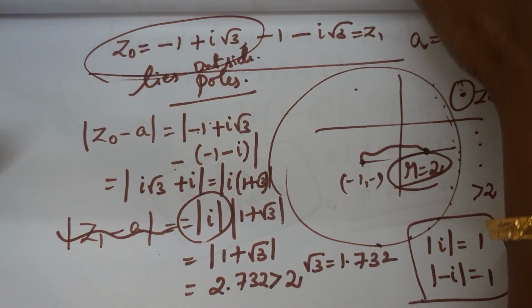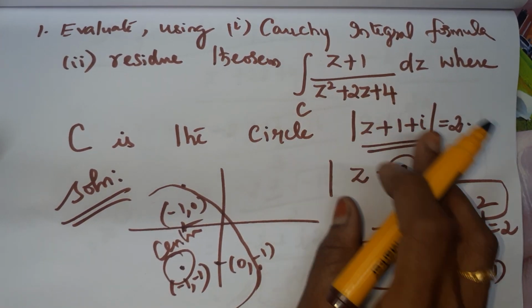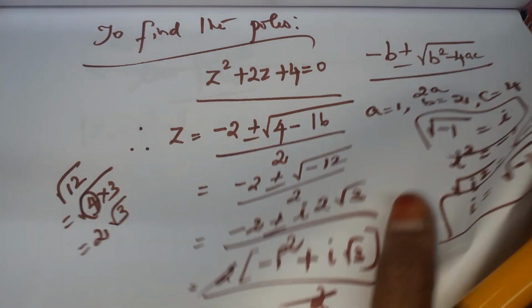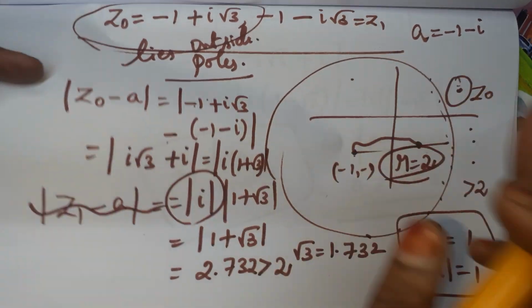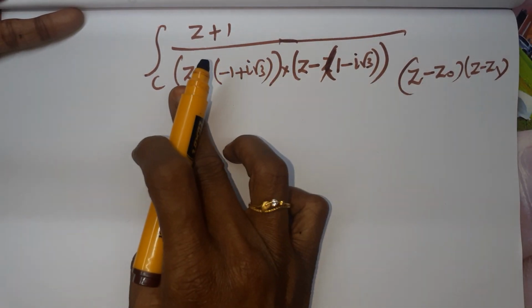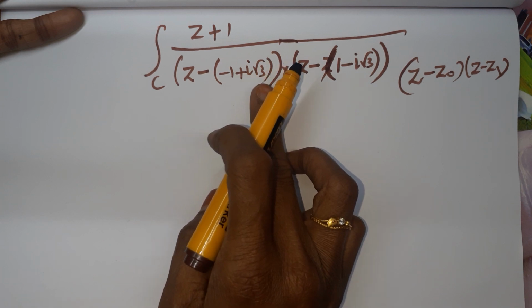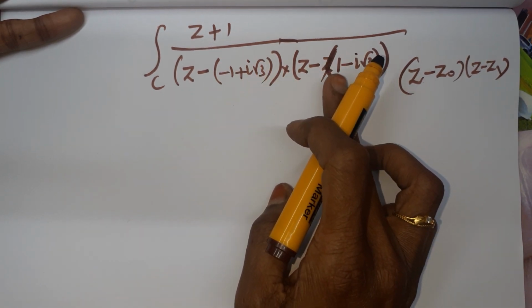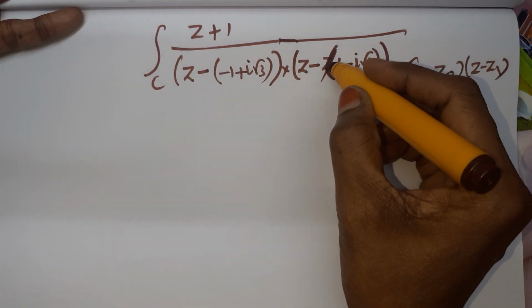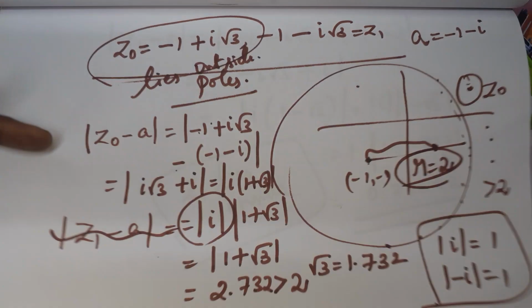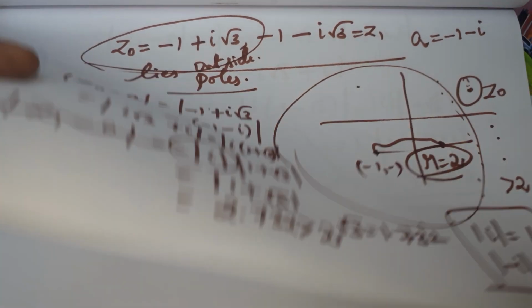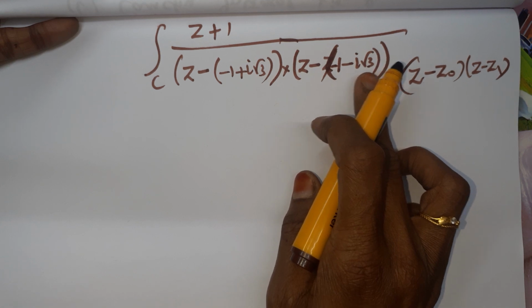So originally the problem given is this one, z squared plus 2z plus 4. We got the two roots, and we have factorized: z minus (minus 1 plus i root 3), and the second factor is z minus (minus 1 minus i root 3), so minus 1 minus i root 3.